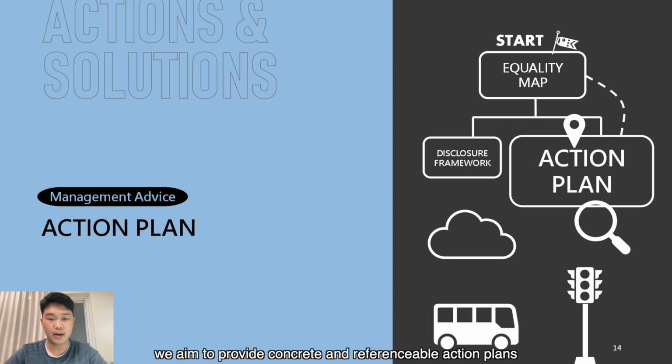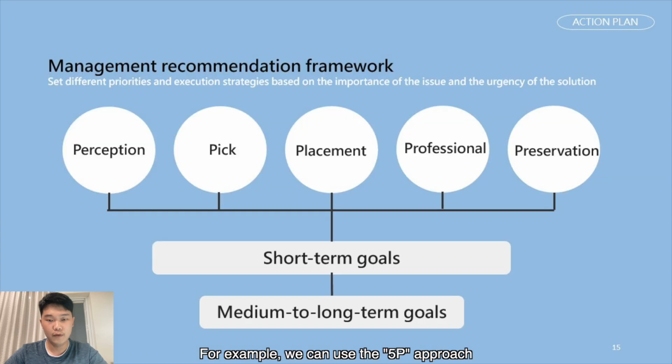We aim to provide a concrete and referenceable action plan for all enterprises facing a similar issue or situation of inequality. For example, we can use the 5P approach, like perception, peak, placement, professional, preservation, to compose a management recommendation framework. Then break down those suggestions into short-term and medium to longer-term goals.